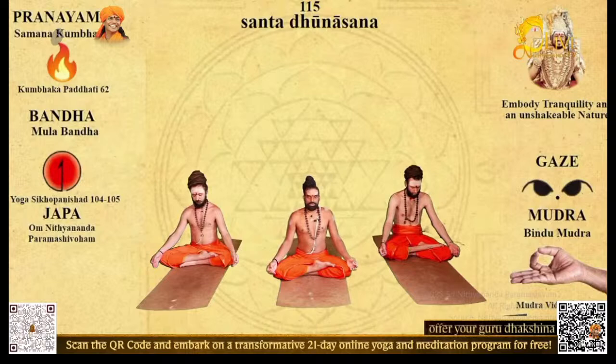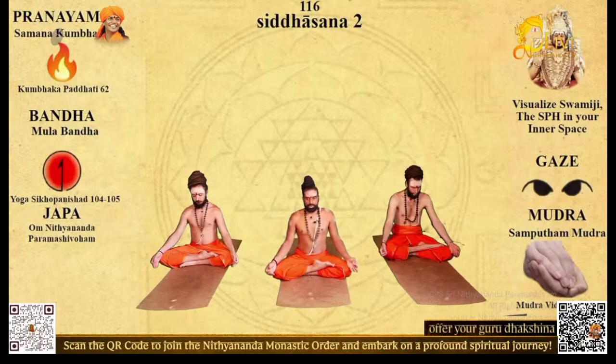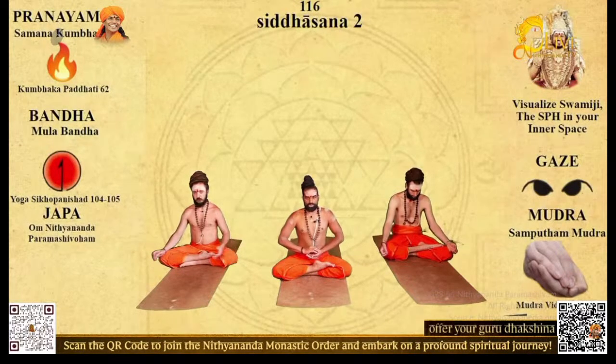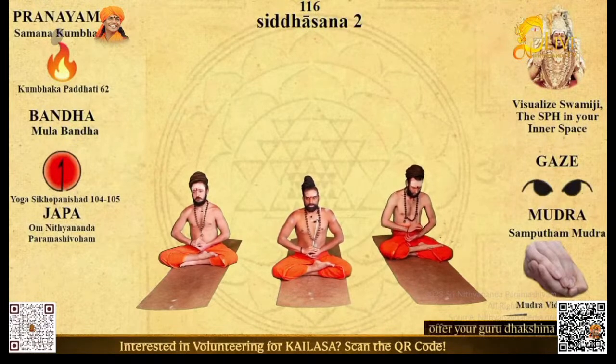The next asana is Siddhasana 2, maintaining the same. Maintain one heel on top of the other. Bring both the hands in front of the navel as you cup one arm on top of the other, resembling the lotus flower in Samputa Mudra. Visualize Swamiji in your inner space.